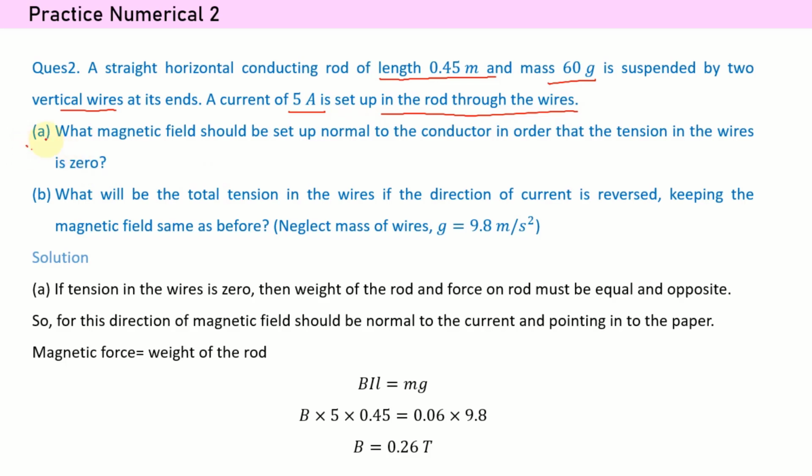First part is, what magnetic field should be set up normal to the conductor in order that the tension in the wires is 0? And the second part is, what will be the total tension in the wires if the direction of current is reversed, keeping the magnetic field same as before? So let us attempt the first part. It is given that the magnetic field should be normal to the conductor.